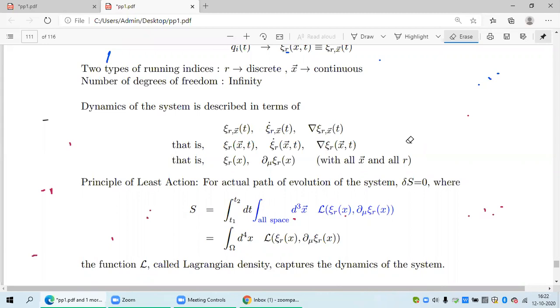You identify the generalized coordinates of a system. But in the case of fields, we identify the field as phi of x, let's say. But we need all the generalized coordinates. So for that, we need phi of x plus dx, phi of x plus 2dx, etc. That is why we need the spatial derivative, right?